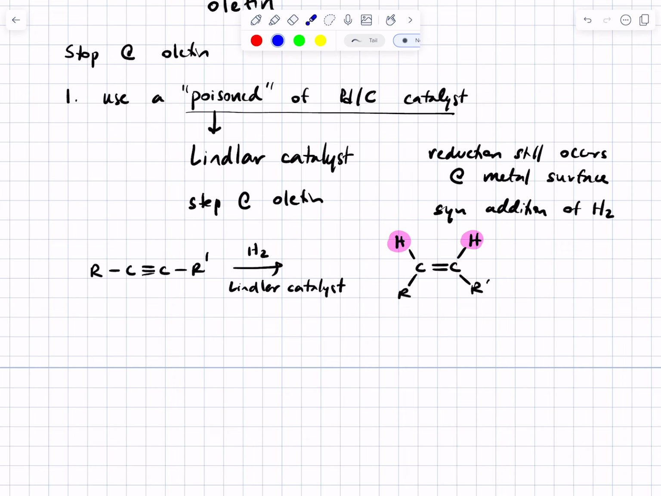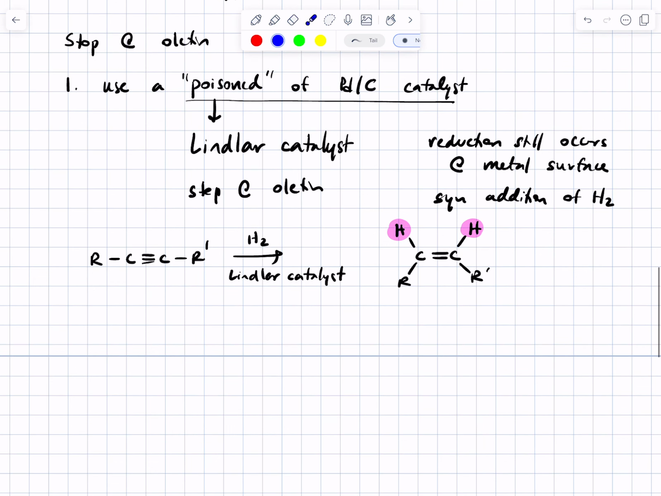Dang, I'm gonna get that wrong. Do you see how it's still a syn addition? The two hydrogens got added to the same side of the double bond? Okay. All right, what if you wanted the trans product where the hydrogens were added to opposite sides? So far, all we've done for reduction involved a metal surface where both hydrogens are on this metal surface and they get added to the same side of the molecule that you're reacting.